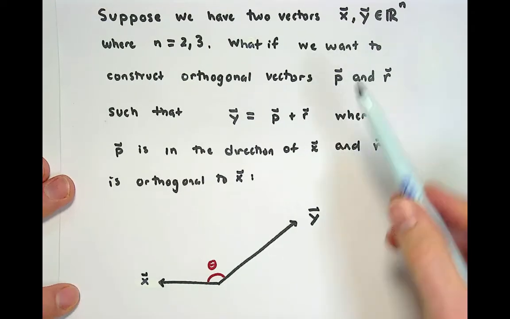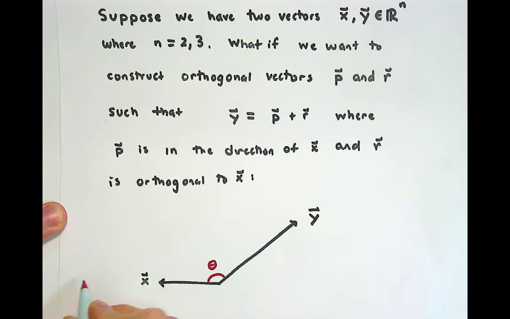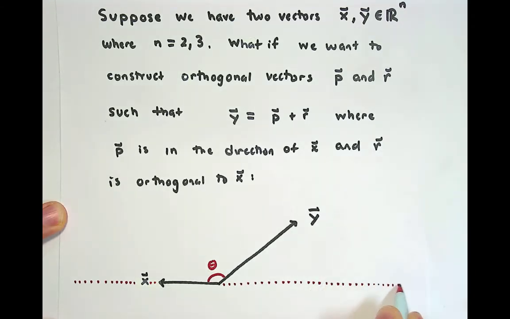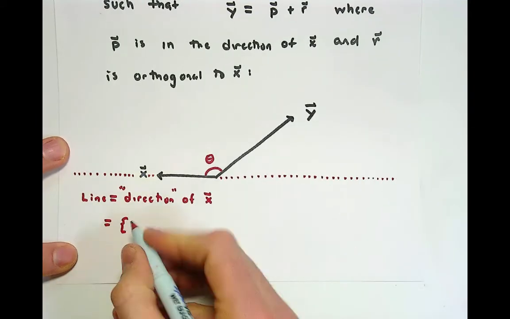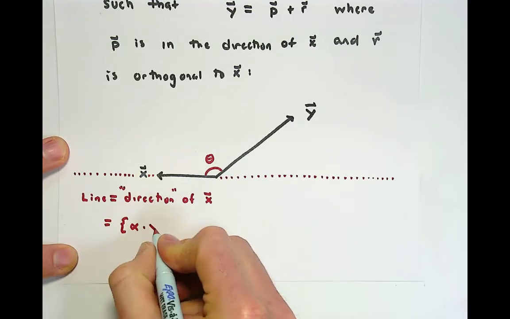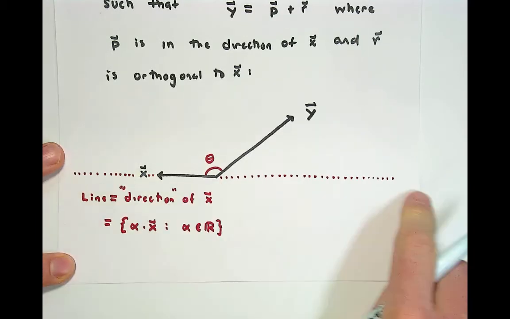Sometimes we will want to construct a way to project y onto the direction of x. Remember, the direction of x is the set of all scalar multiples of x. So we're going to draw that direction right here. The dotted line represents the direction of x. We define this line as the set of all scalars alpha times x, where alpha is in R. So literally the way that we get that line is just multiply x by every single possible scalar.